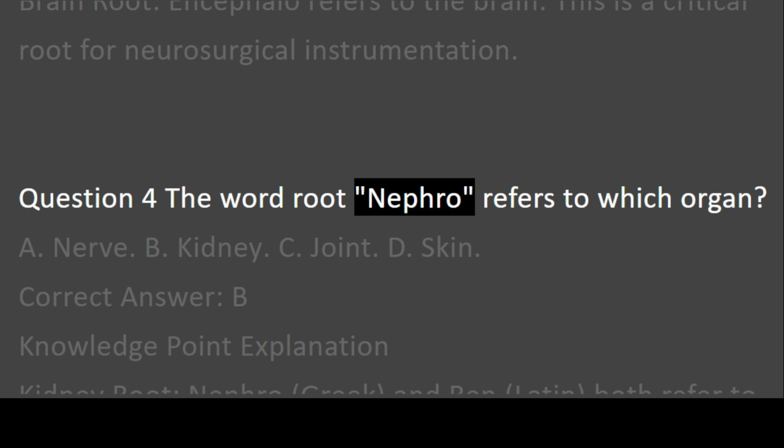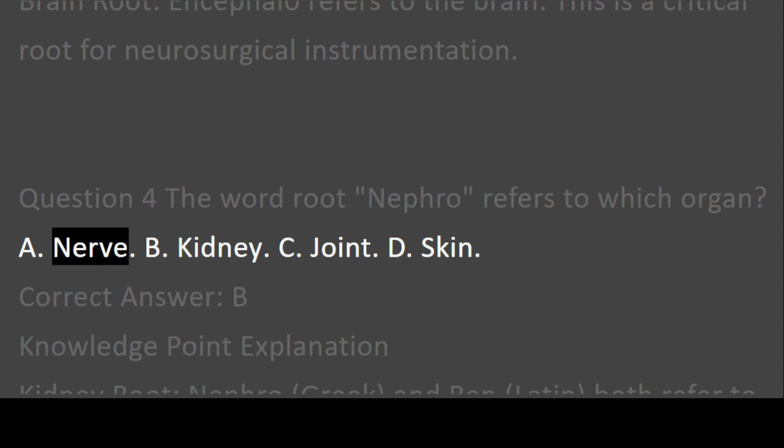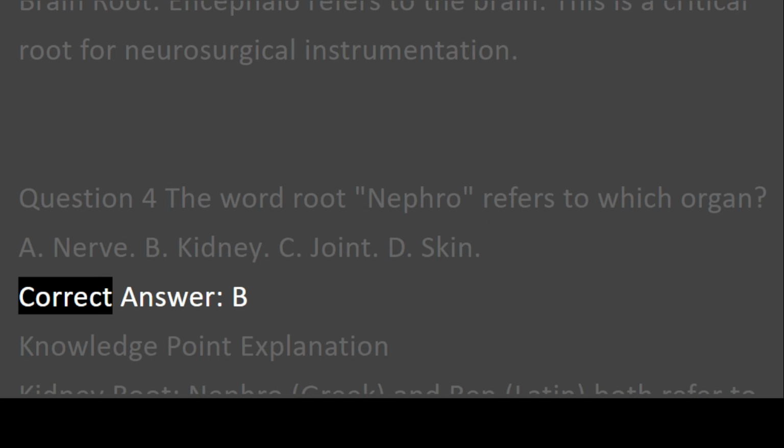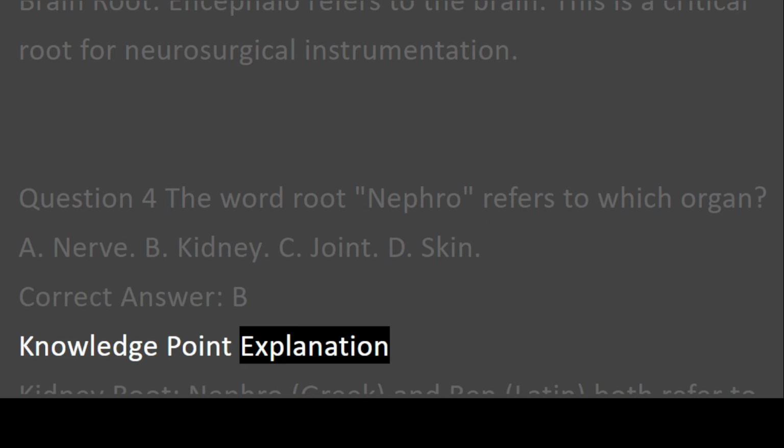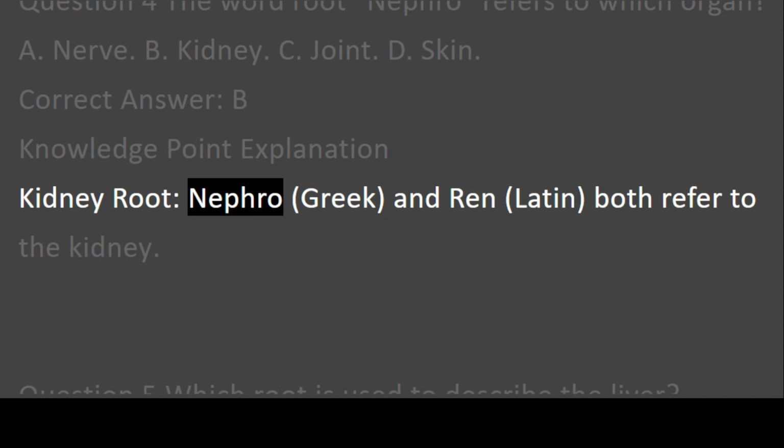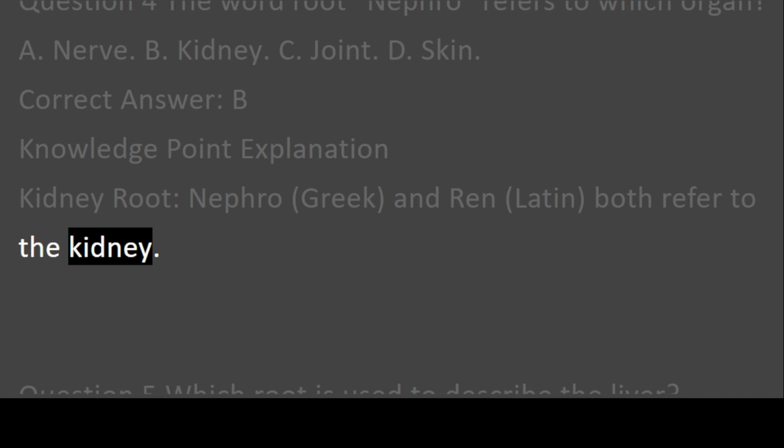Question 4. The word root nephro refers to which organ? A. Nerve. B. Kidney. C. A joint. D. A skin. Correct answer, B. Knowledge point explanation. Kidney root, nephro, Greek, and ren, Latin, both refer to the kidney.